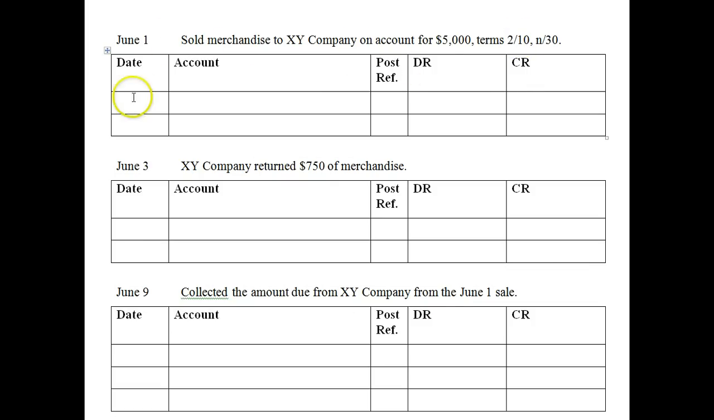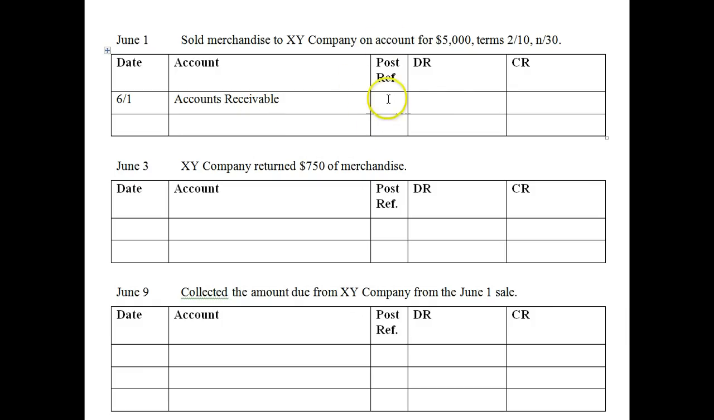So how would we record this June 1st entry? Well, first we would debit our accounts receivable. Accounts receivable, again, is something that is owed from the customer. We've sold them goods or performed a service. In this case, we sold merchandise, so we sold goods, and they owe us money. We expect to collect that money in cash. So we're going to debit accounts receivable.